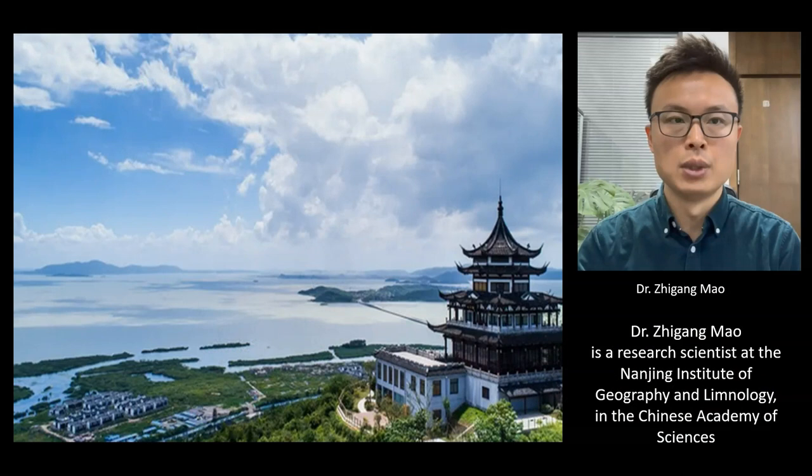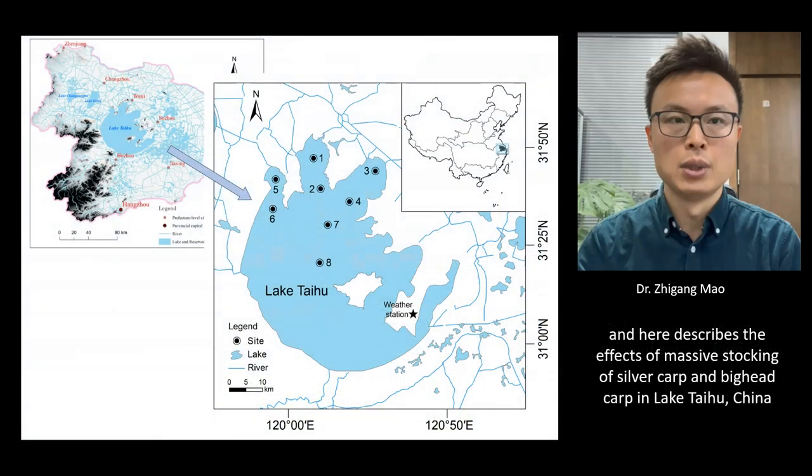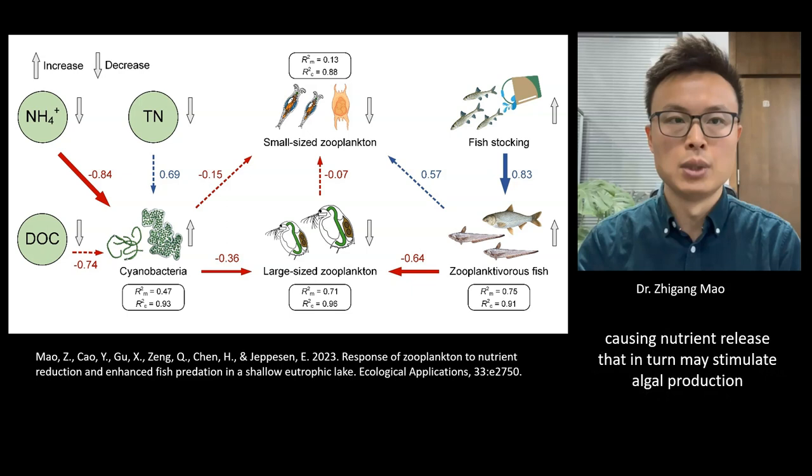Dr. Zhigang Mao is a research scientist at the Nanjing Institute of Geography and Limnology in the Chinese Academy of Sciences. He has a special interest in fish and aquatic food webs. And here describes the effects of massive stocking of silver carp and bighead carp in Lake Taihu, China. Although these fish consume algae, they also eat zooplankton and disturb the sediments, causing nutrient release that in turn may stimulate algal production.